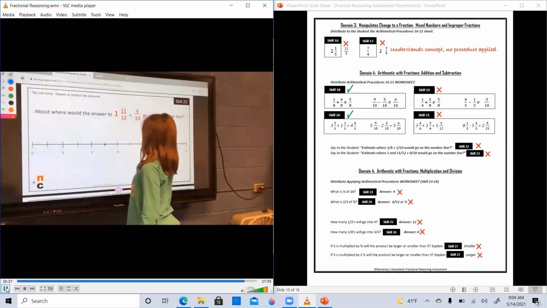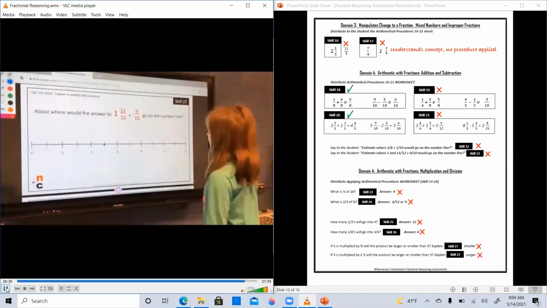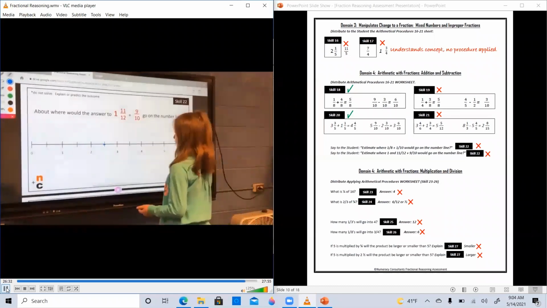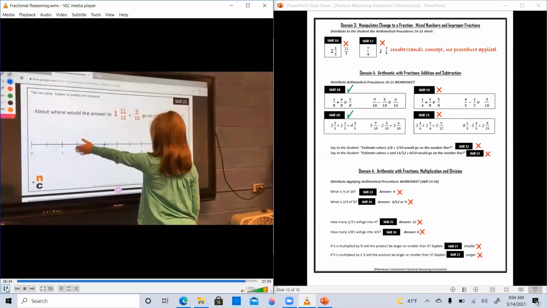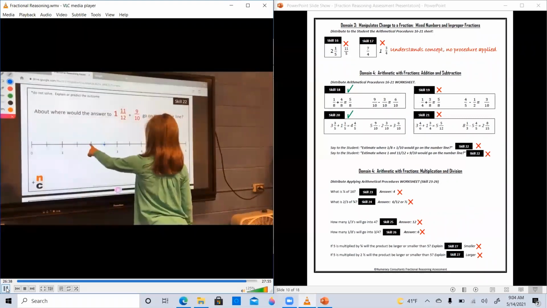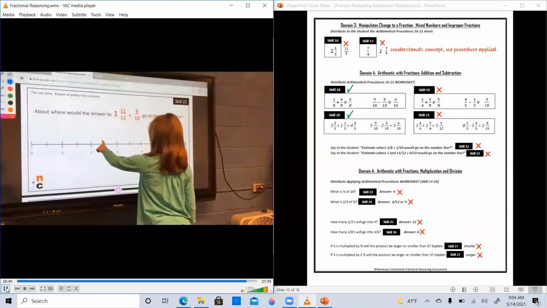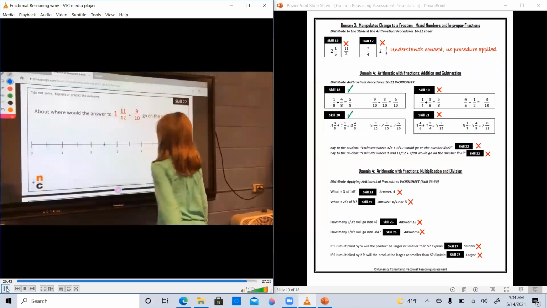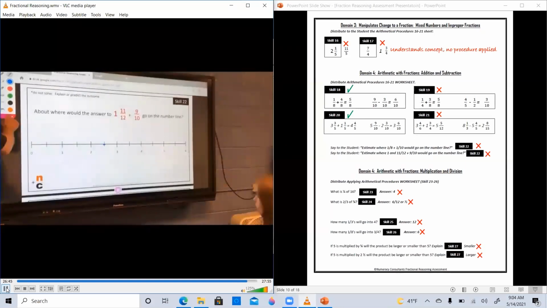Maybe around here. About there. And why do you say that? Because 1 and 11/12 is already over 1, and that's like right here, and plus 9/10 would get you to about this area. About right in there? Okay. All right, sounds good.